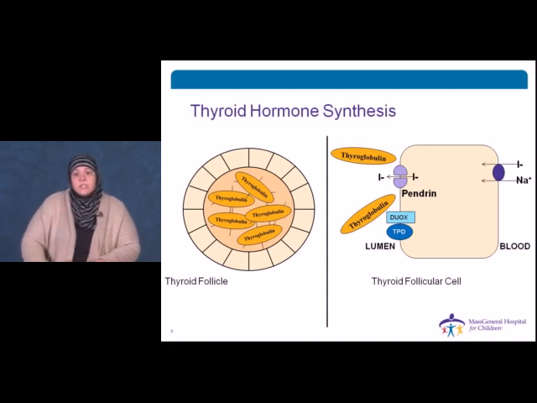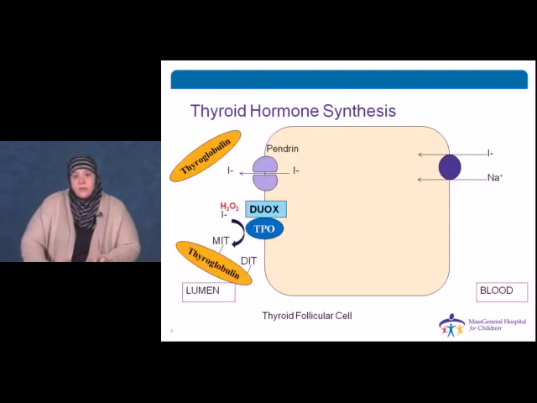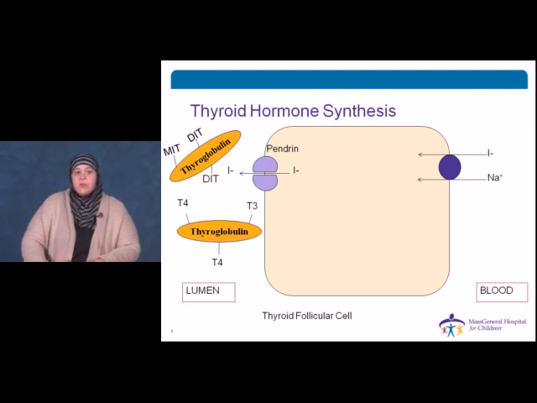This is a basic depiction of a thyroid follicular cell. Iodine enters the cell from the blood and goes into the follicular lumen through the pendrin channel, mutations in which cause Pendred syndrome. Once iodine is in the colloid space, DUOX and TPO act together to organify the iodide and make monoiodotyrosine, or MIT, and diiodotyrosine, or DIT. TPO further acts to combine two DITs to make T4, or thyroxine, on the surface of the thyroglobulin molecule, or to combine a DIT and an MIT to make T3.